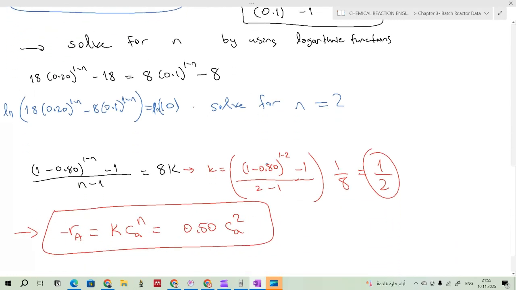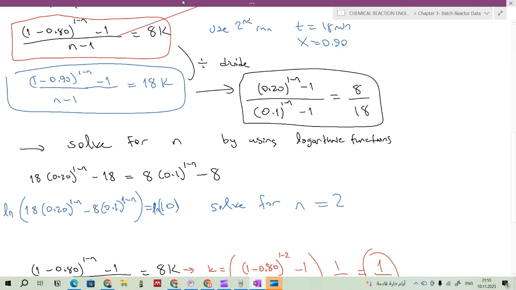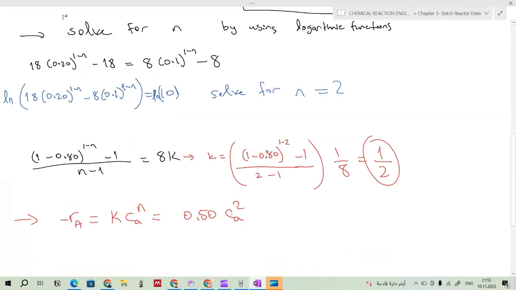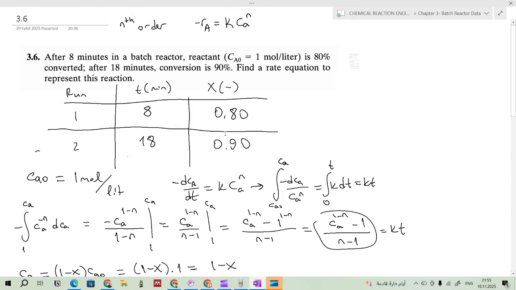and mostly these kinds of problems are easy to solve by using a calculator. So you can use a calculator and find n. Then after finding n, you can easily find k by just substituting n into any one of these two equations that you derived, and you are done with the problem.